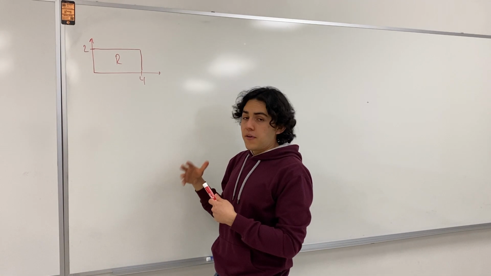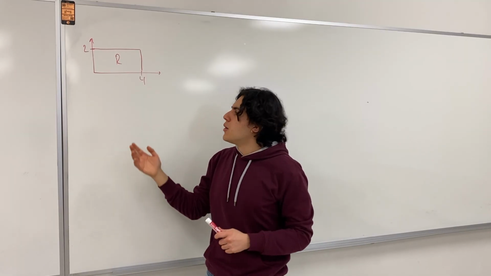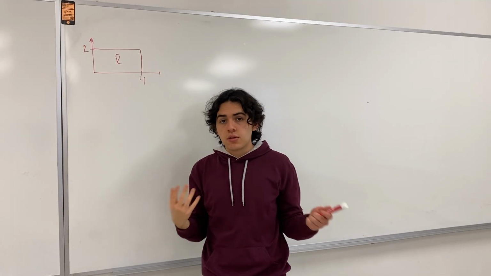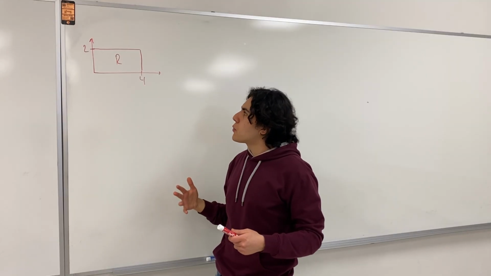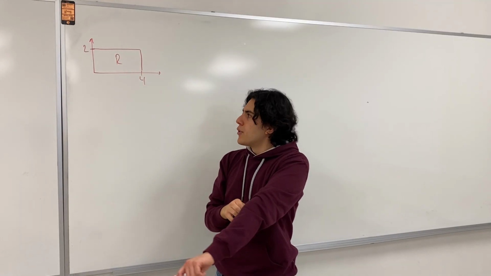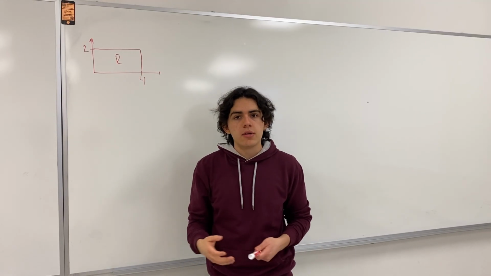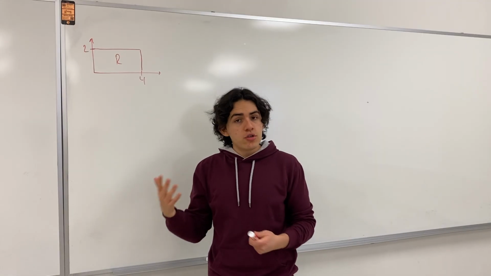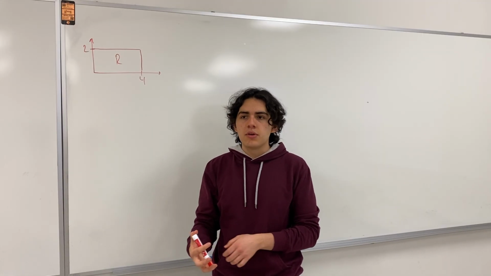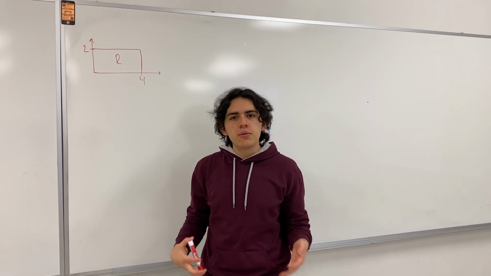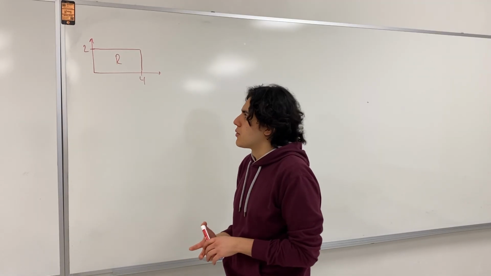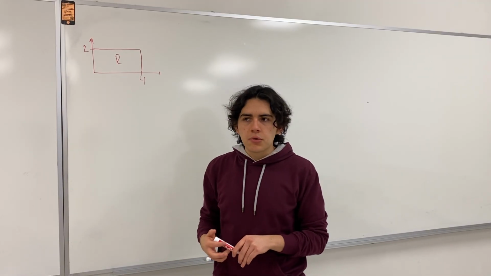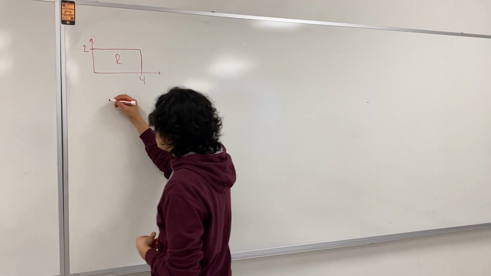Now, this is a very trivial problem. I believe you know that you can do 4 times 2, and that's going to give you 8. And 8 units squared is the area of R. I want to show you how you can do this problem using double integrals, and that you can find these double integrals in basically the same way you would calculate a single integral.